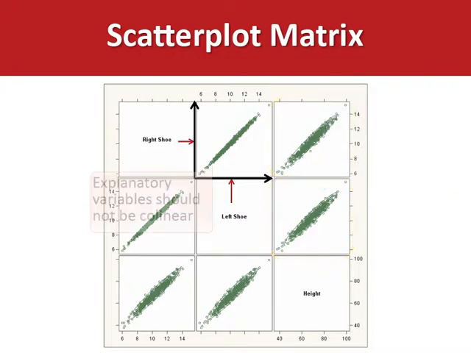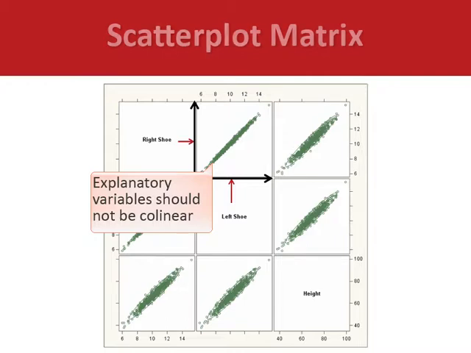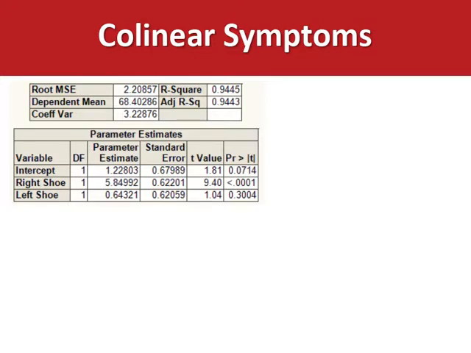But whereas it's a good thing to have a linear relationship between our explanatory variables and our response variable, it is very problematic when we have a strong linear relationship between our explanatory variables. These regression results provide a pretty good example of what can happen when you have serious collinearity.